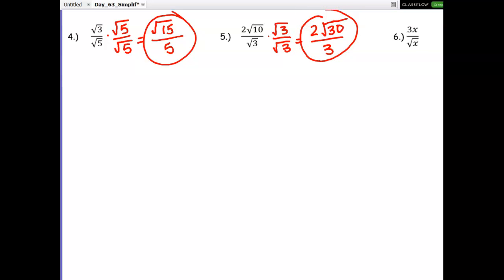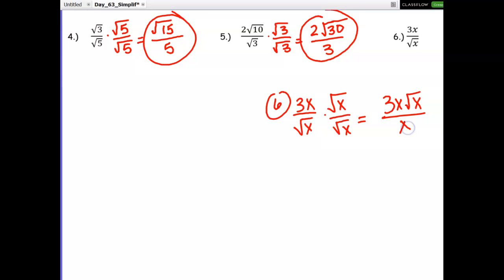Number 6, I'm running out of space, so I'm just going to do it down here. I've got 3x divided by radical x. I'm going to multiply by radical x over radical x. When I do that, I get 3x radical x divided by x. I can then simplify it a little bit more by canceling out the x's, and I end up with just 3 radical x as my answer for number 6. So let's move on. That was simplifying.